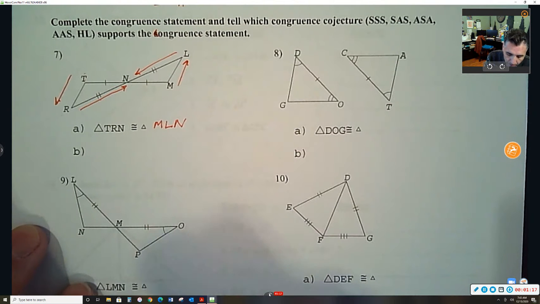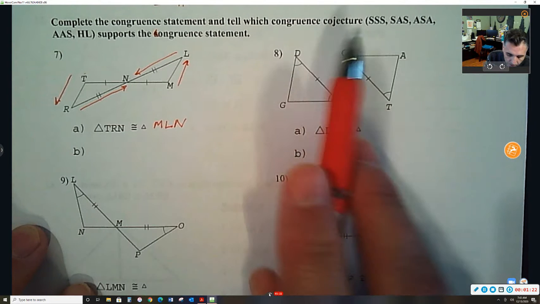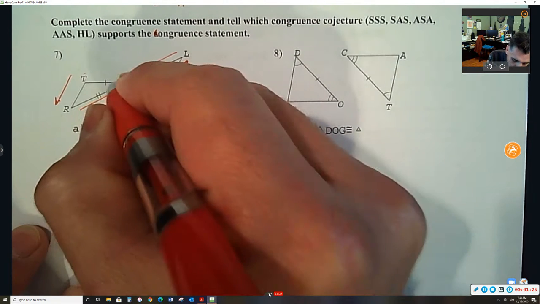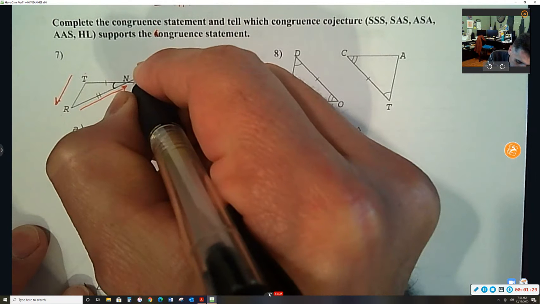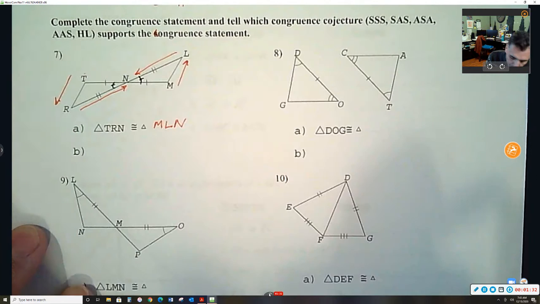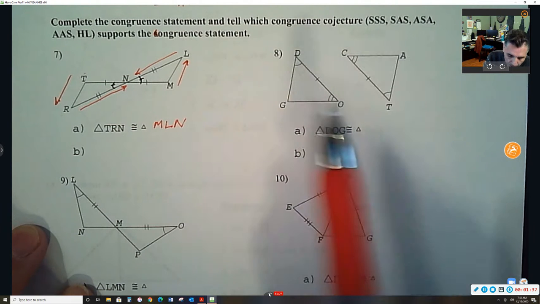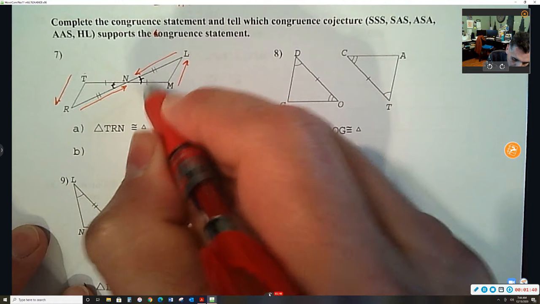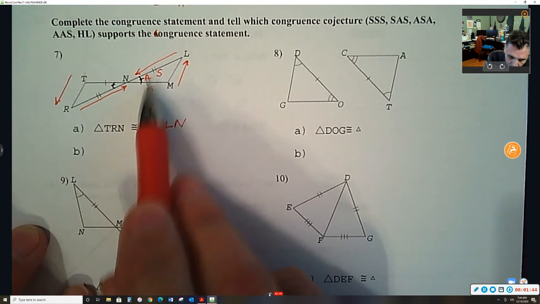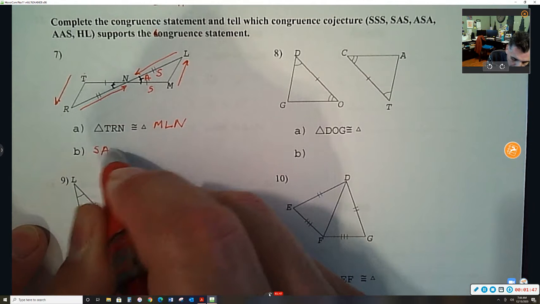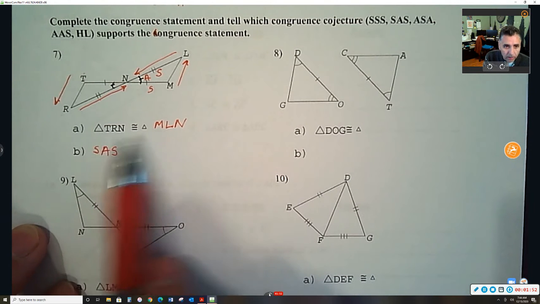Okay. And then to figure out which one of the 5 congruence conjectures it is, remember, always automatically put in vertical angles. Put in the marks for the vertical angles. That way we can use it to figure out which conjecture it is. And then here we have side, angle, side. And the angle's in the middle of the 2 sides. And that's the congruence conjecture that tells us that these 2 triangles are congruent.